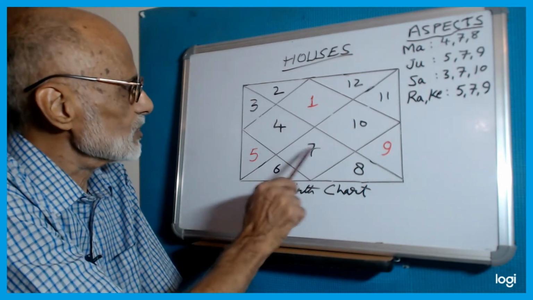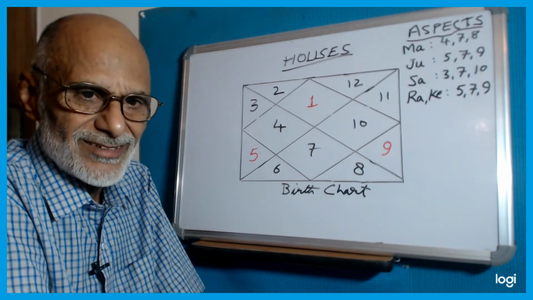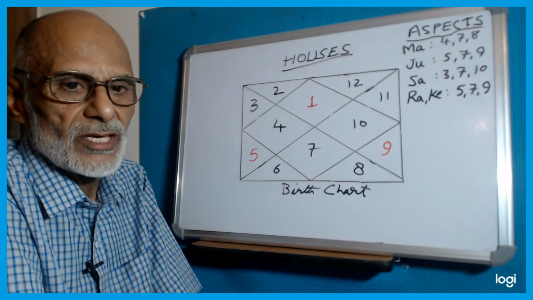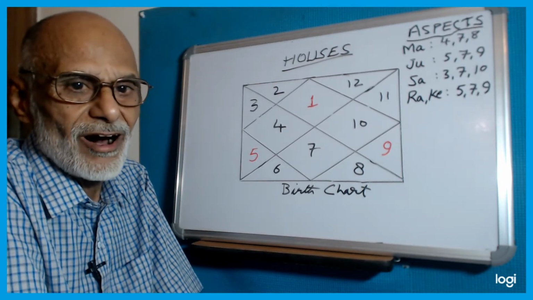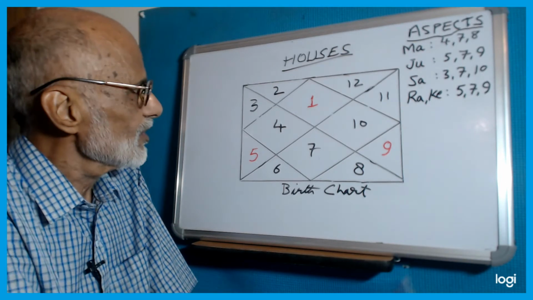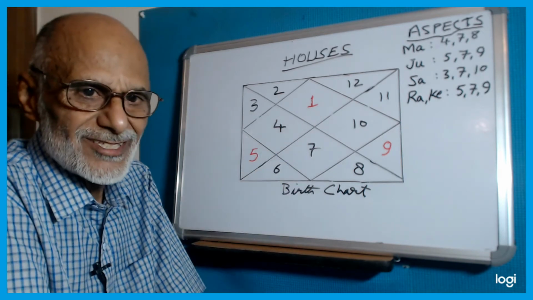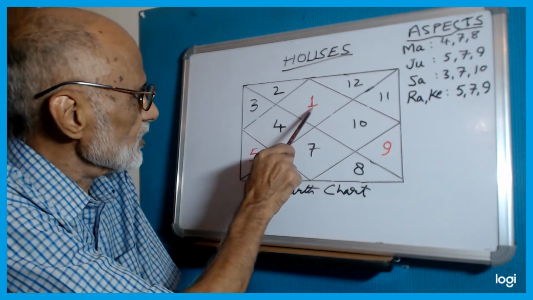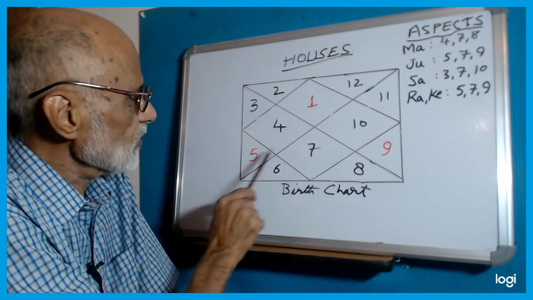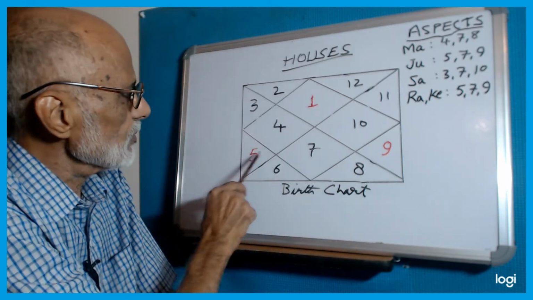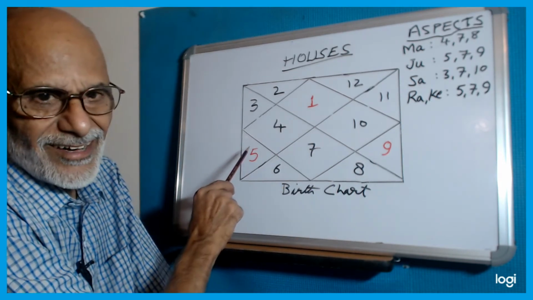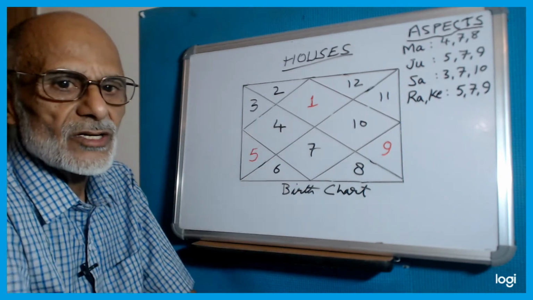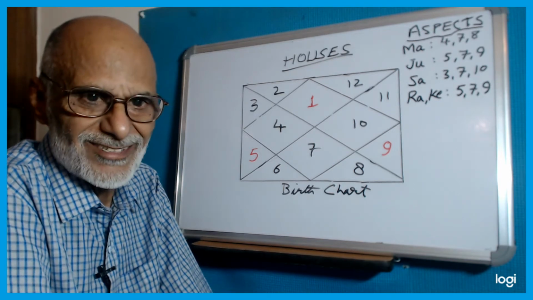And these 4 houses are known as square houses, or in Hindi Kendra Bhavas. House in Hindi is known as bhava, right? So Kendra Bhavas or square houses. And then there are the 1st, 5th and 9th, which I have marked in red ink. If you join them, it forms a triangle, right? So this triangle, 1st, 5th and 9th, these are known as trine houses, Trikona Bhavas, right?